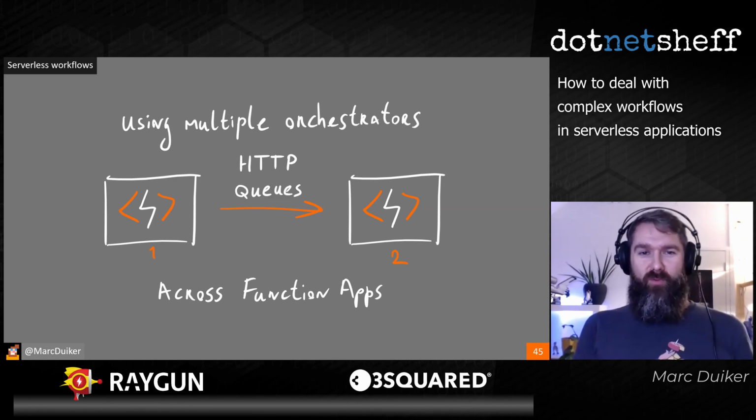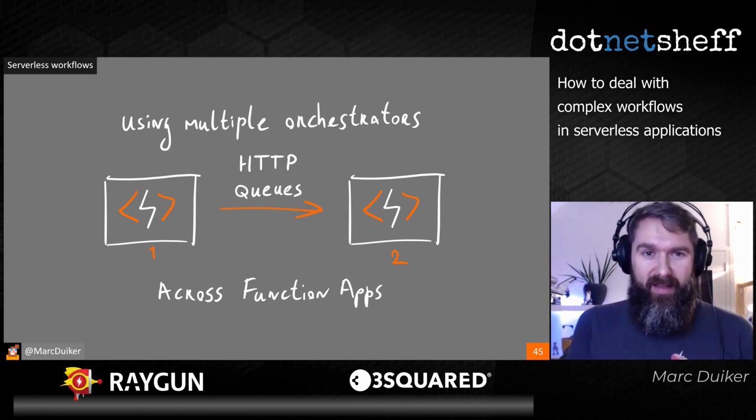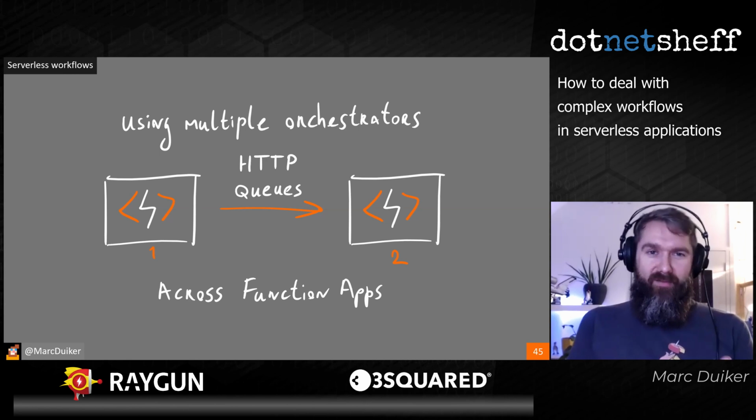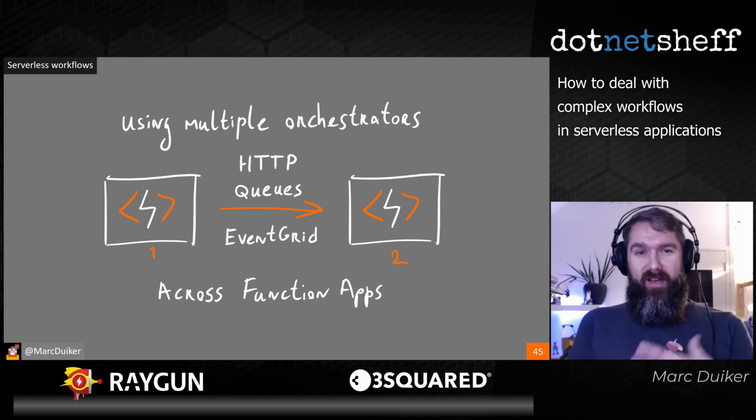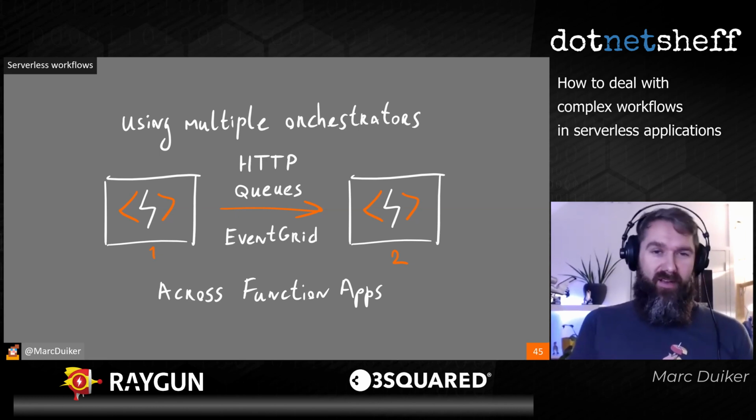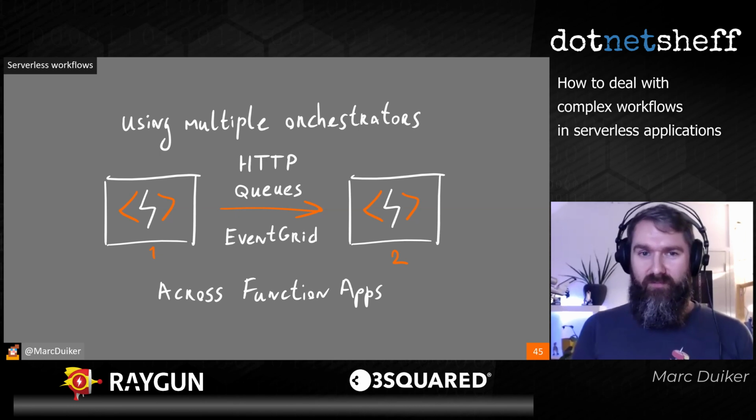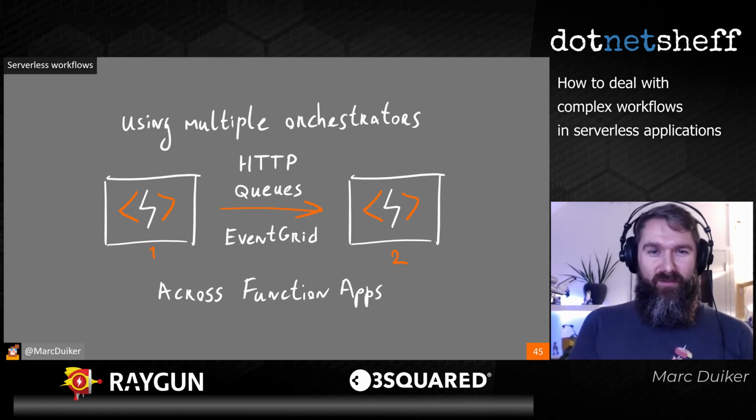So you have to cross this function app boundary, and there are different ways of doing it. I have three examples of how you could do it. There are many more, but here are just some samples. You could do it via HTTP, via queues, or via Event Grid. I'll cover these in a bit more detail, and then you can decide which way you prefer.